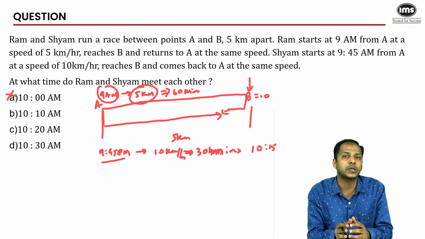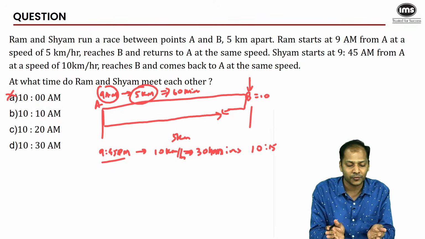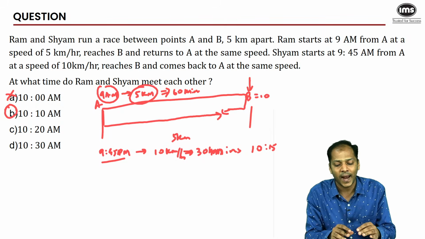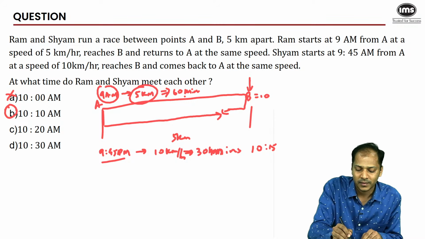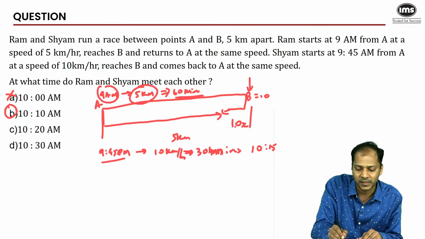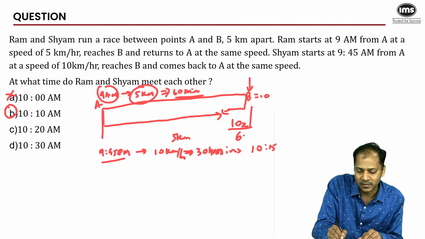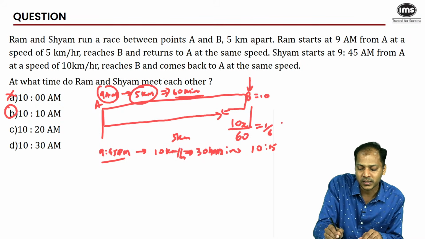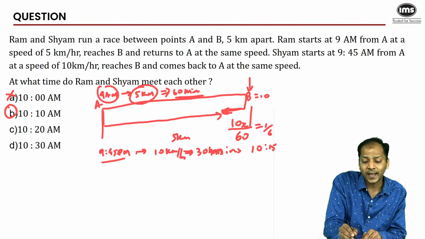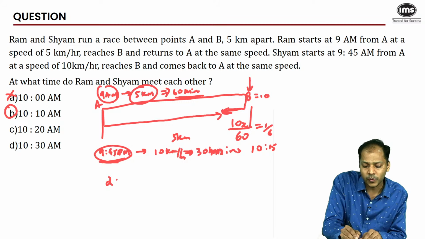There was only one option between 10 o'clock and 10:15 that could be the answer. You can just verify using the options though. At 10:10, 60 minutes is the distance. So this person would have covered 10 by 60, that is 1/6 of the distance from this side. And at the same time, 10:10 after 9:45 is 25 minutes.